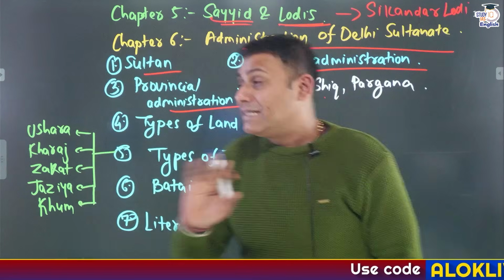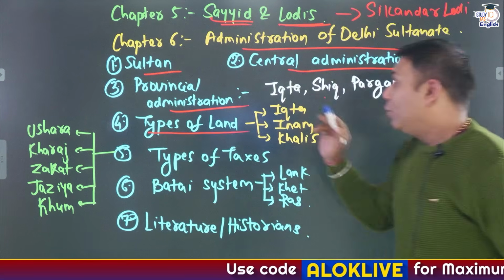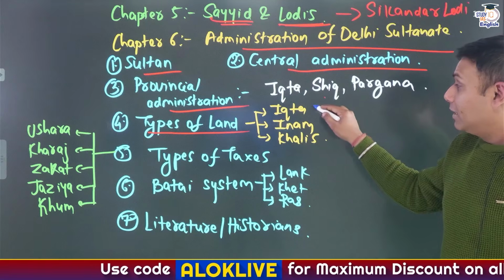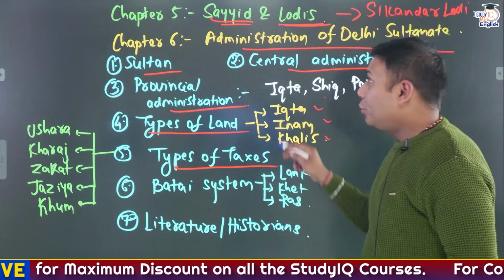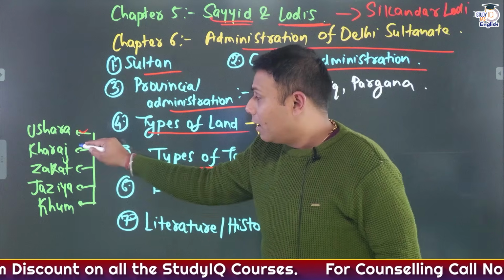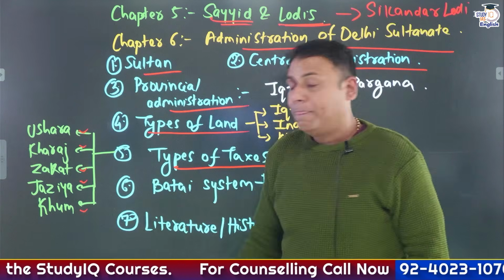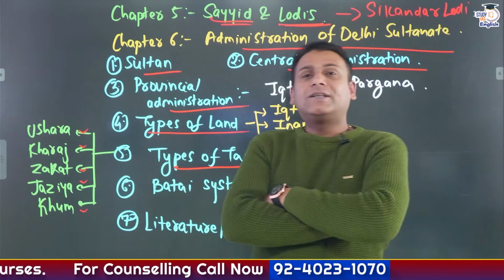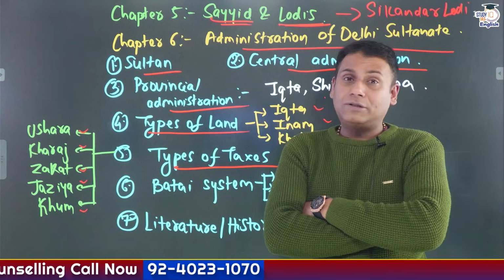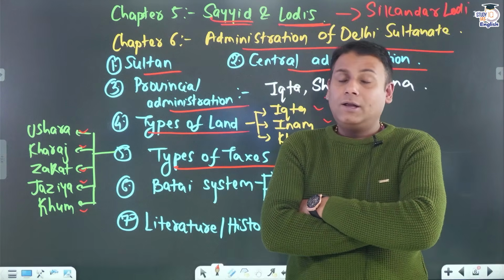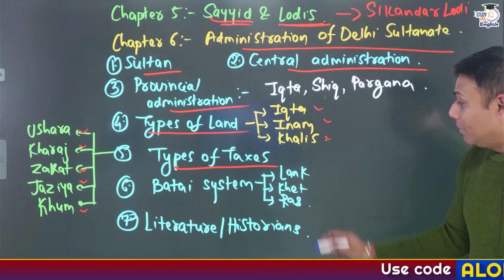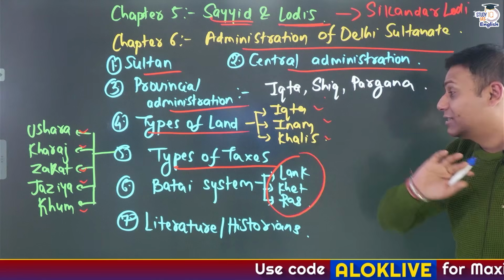Okay. Then study about the types of land during the Delhi Sultanate: Ikta land, Inam land, and Khalis land. Types of taxes during the Delhi Sultanate: Ushra, Kharaj, Zakat, Jazya, Khum. For example, Jazya was a tax imposed on non-Muslims. It was a religious tax or a pilgrim tax. Then also go through the Batai system: Lank Batai, Khet Batai, and Ras Batai.